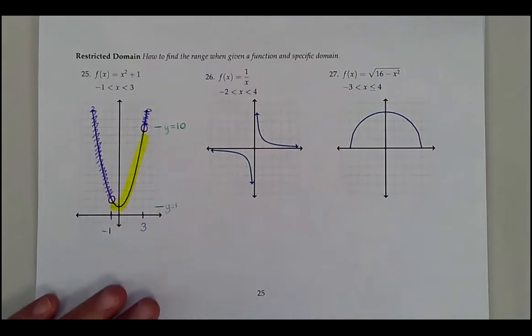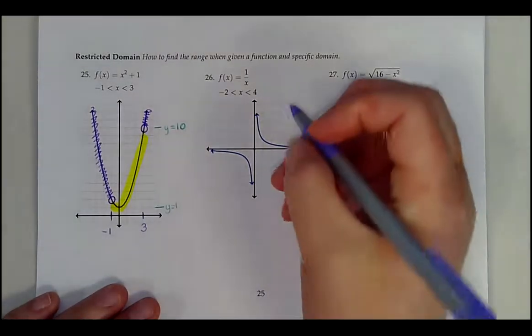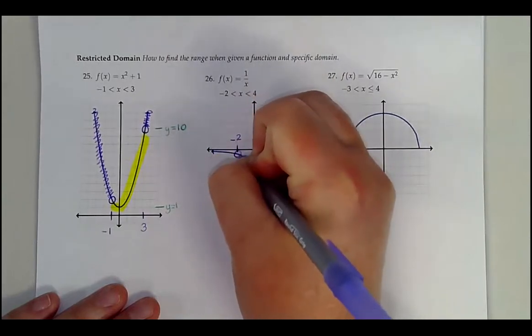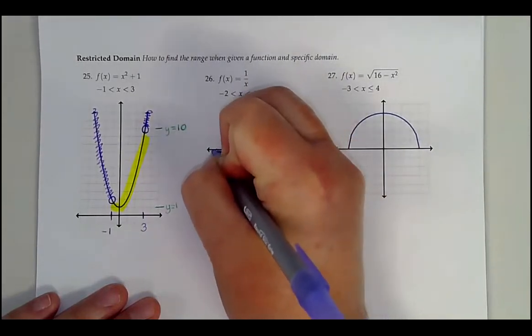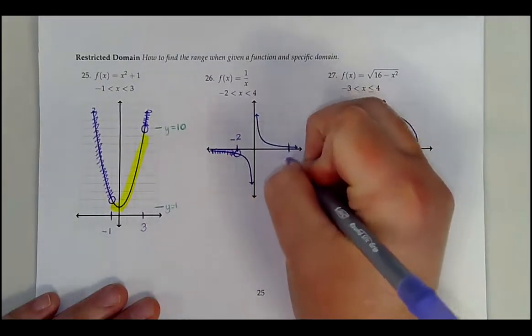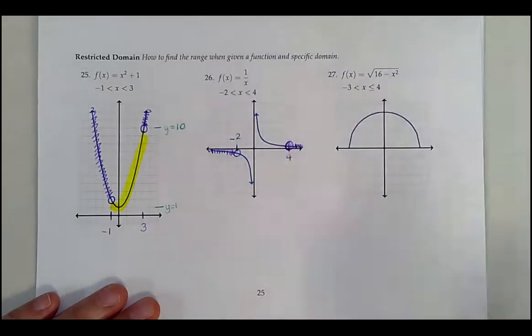26, f of x is equal to 1 over x. We're interested here from -2 to 4. And again, those are both going to be hollow circles because there's no equal sign on the inequalities. So here is -2, and I'll put that hollow circle. I'll get rid of the rest of this side, and then 4. So there's our hollow circle, and I'll get rid of the rest of this.